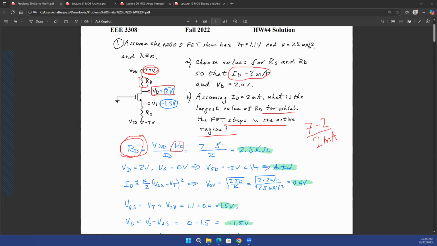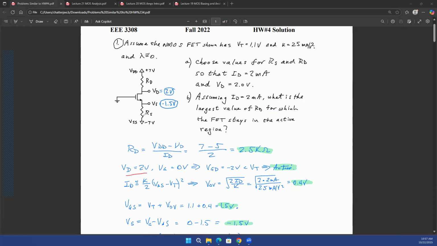Now, I guess there is a small typo over here. So this needs to be 2, but this is basically 7 minus 2 divided by 2. So RD is going to be 2.5 kilo. So that's why I said that it's a very, very easy problem to solve. That's what is going to be your RD if this point is given to be 7 and drain voltage is given to be 2 volts. Right? It's just Ohm's law.